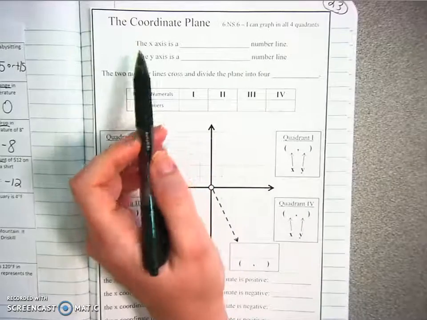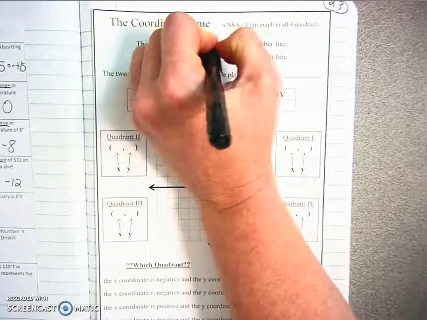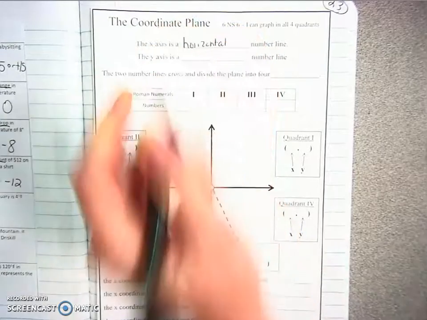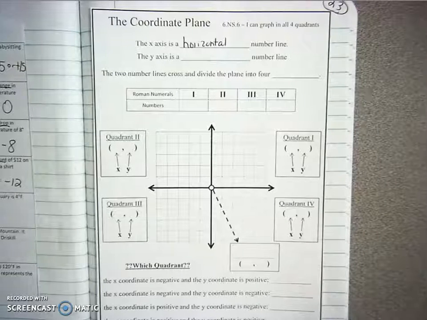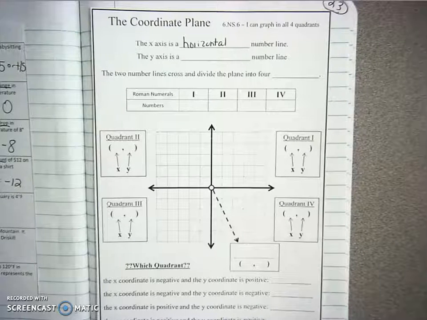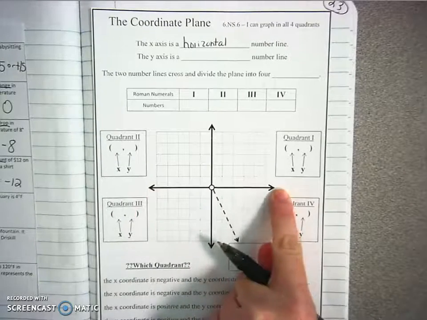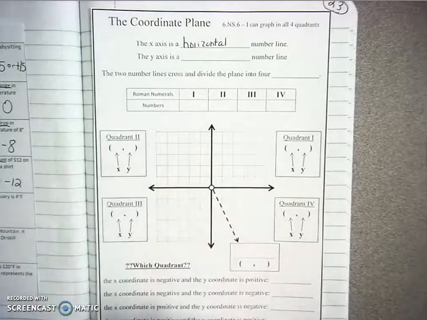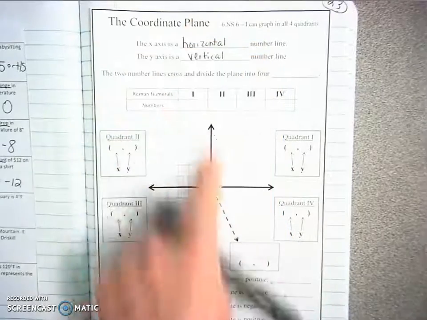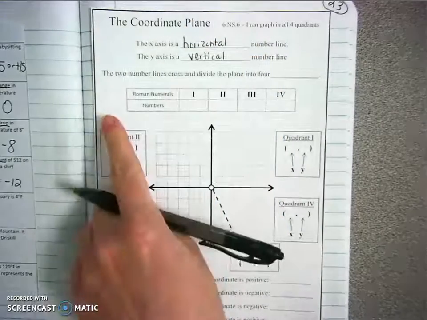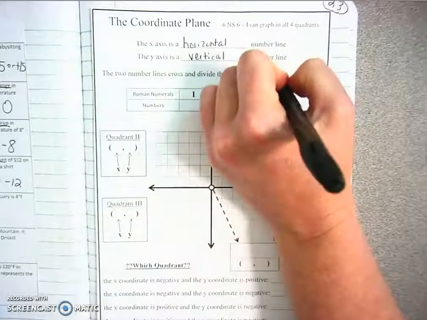The x-axis is a horizontal number line. The way you can remember horizontal is horizon, which is across. When you're looking at the horizon in real life, you see a line going side to side. So our horizontal line here is the x-axis. The y-axis is the vertical number line, and that goes up and down. The 2 number lines cross and divide the plane into 4 quadrants.